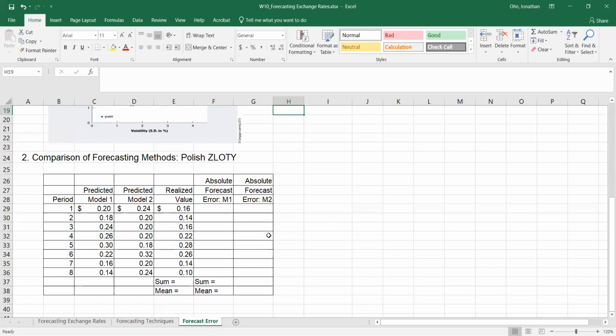Polish zloty, we read it zloty, but in Polish pronunciation, the L has a slash through it, and you don't pronounce it like an L. So the correct pronunciation is Swati, not Zloty.